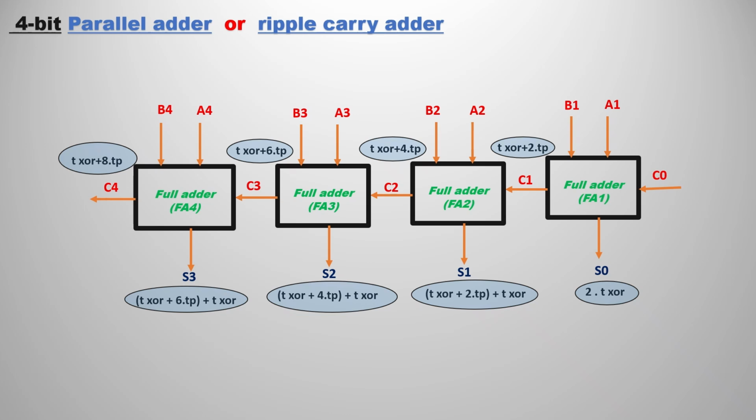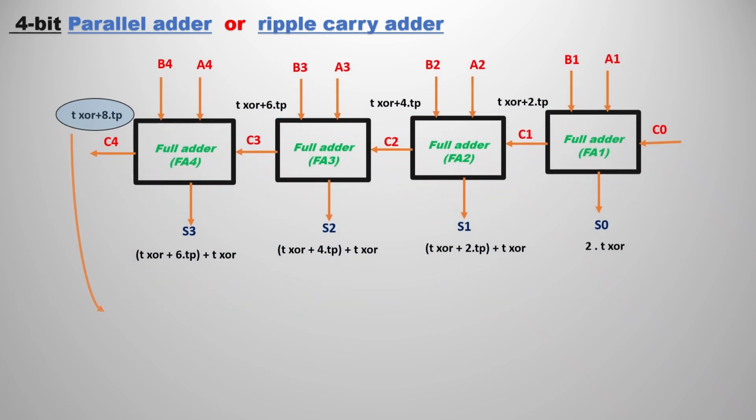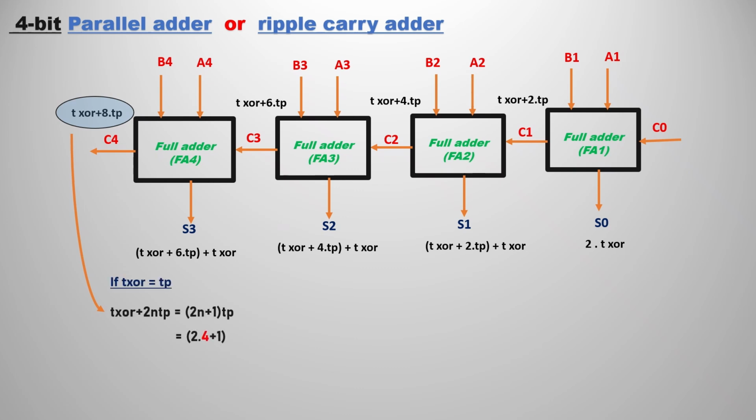This is what we already saw in the previous video. You can observe the final sum S3 can be produced at 2 TXOR plus 6 TP, and the final carry C4 can be produced after TXOR plus 8 TP. First, let's observe the carry C4, the final carry of the ripple carry adder or parallel adder. That is represented by the formula TXOR plus 2n TP, where n is the number of full adder blocks. Here the number of full adders is 4, so n is equal to 4. That becomes TXOR plus 8 TP, the propagation delay for the carry C4.